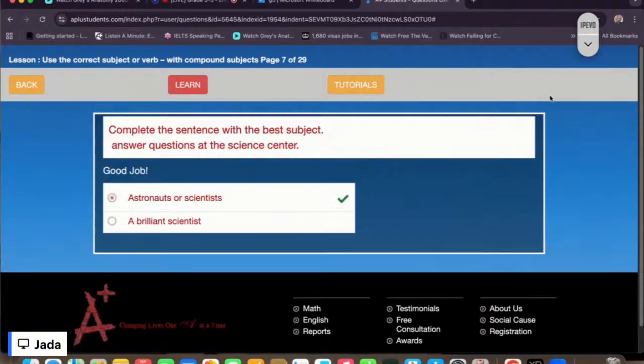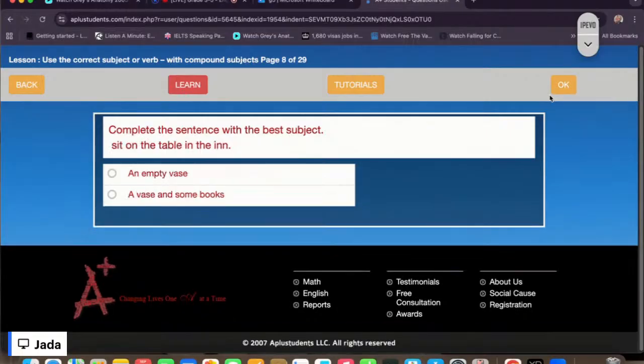Okay. All right, that's it for our lesson today on subject-verb agreement. Can you tell me if you have any questions?